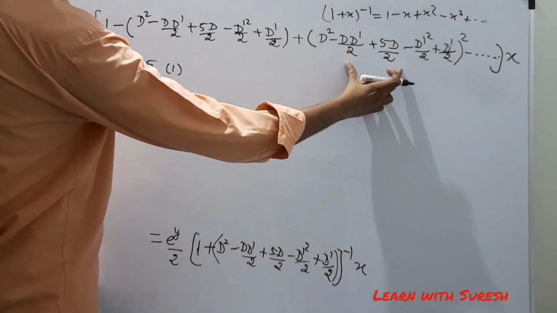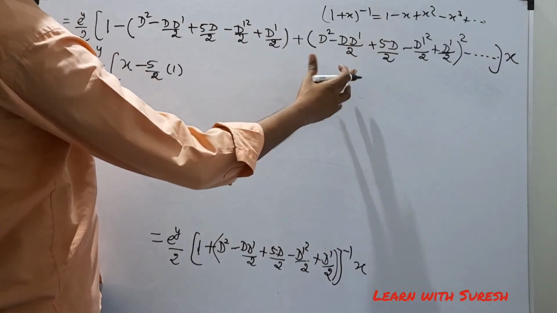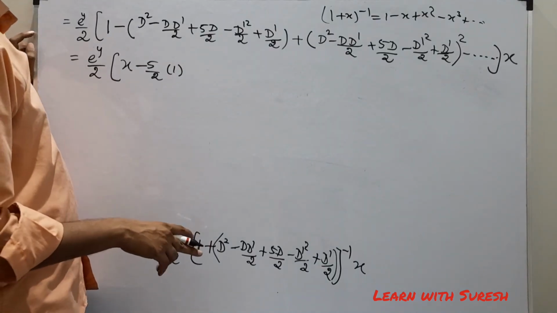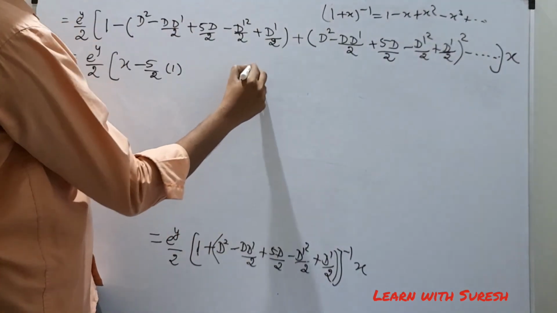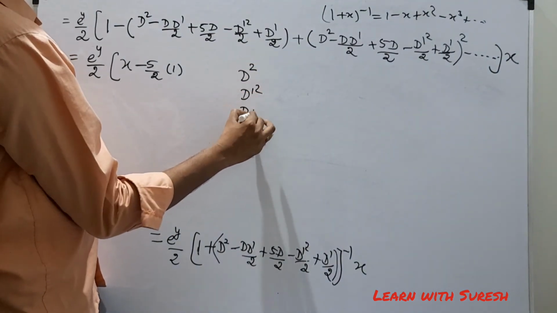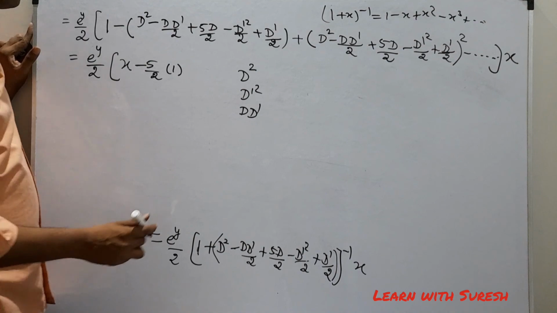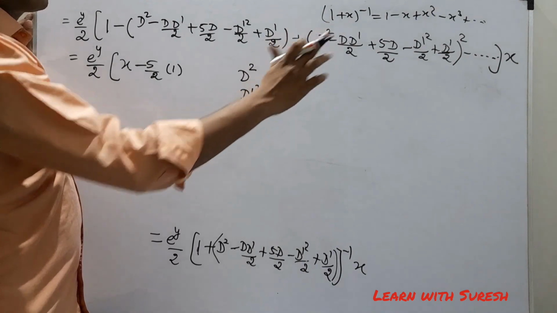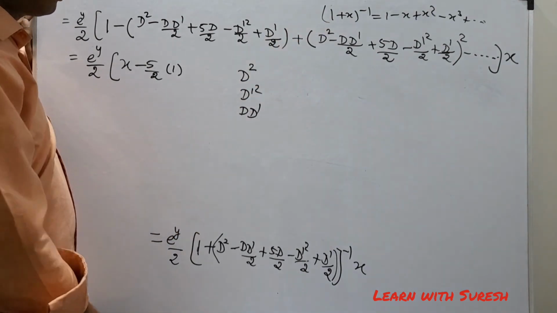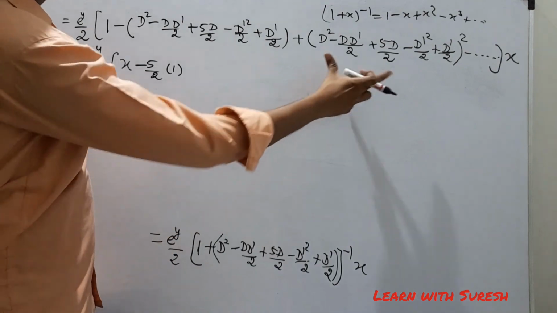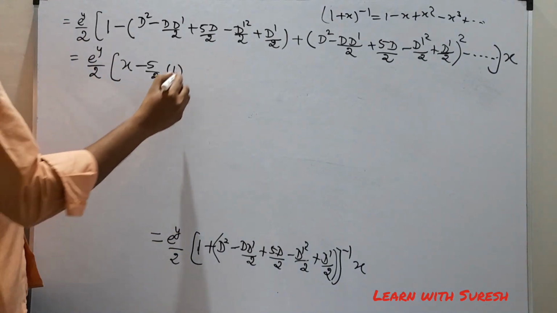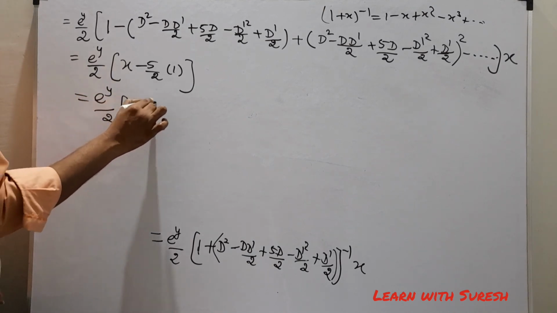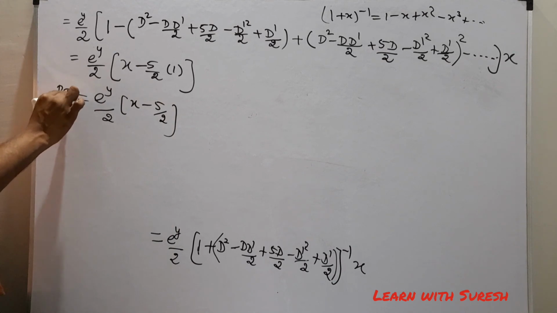This term is like (a plus b plus c plus d) whole square. If you expand this, all the terms have a second derivative. Surely the second derivative of x has 3 possibilities: D², D'², DD'. D² of x is 0, D'² of x is 0, DD' of x is 0. So in all the cases it is 0. Surely if you expand and simplify, you will get 0. So I left it; you can stop the process. Simplifying, e^y/2 into x minus 5/2. This is our particular integral.